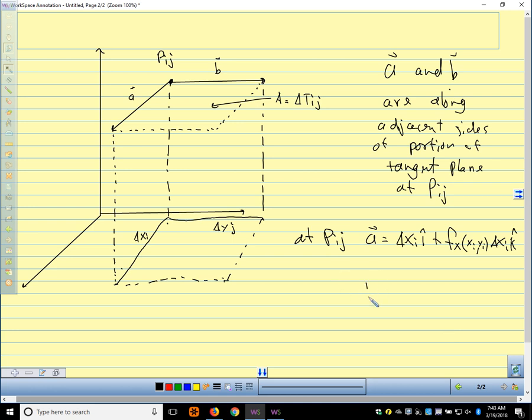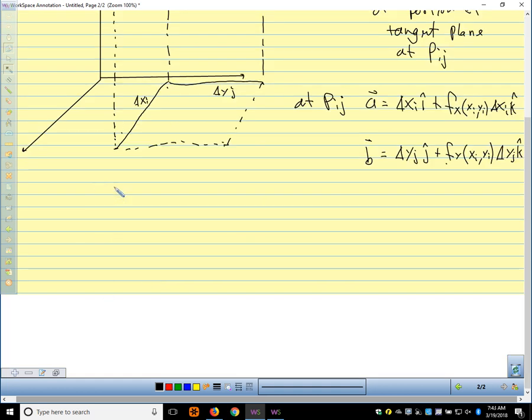And vector B is going to be delta y sub j j hat, plus f sub y, the partial with respect to y at that point, x sub i, y sub j, times delta y sub j k hat. That's how much it goes up or down as we move along delta y sub j units. We can find the area of that parallelogram by the magnitude of the cross product of those vectors.